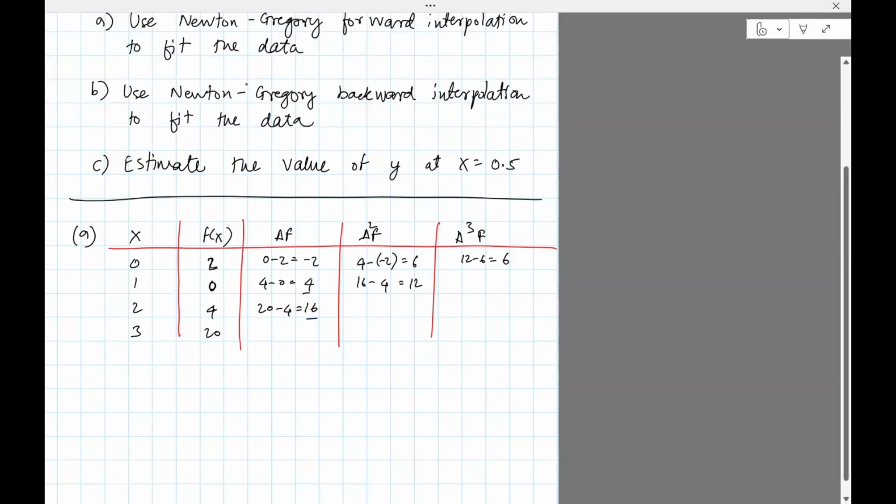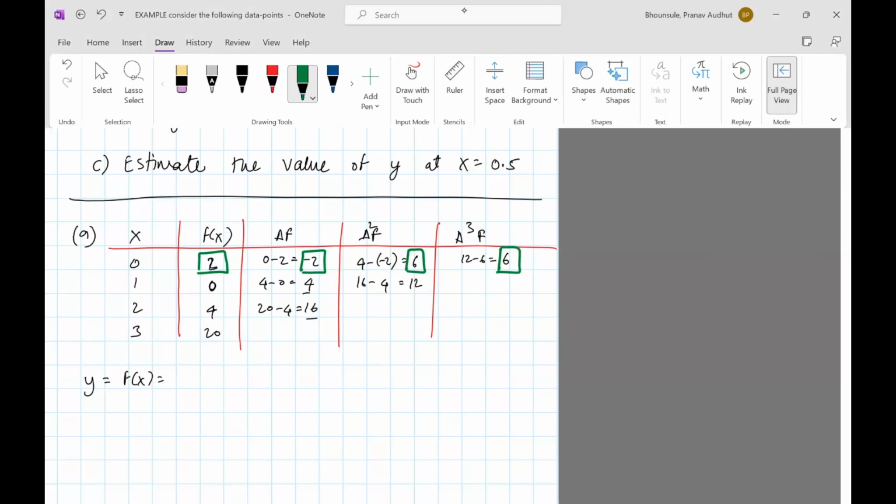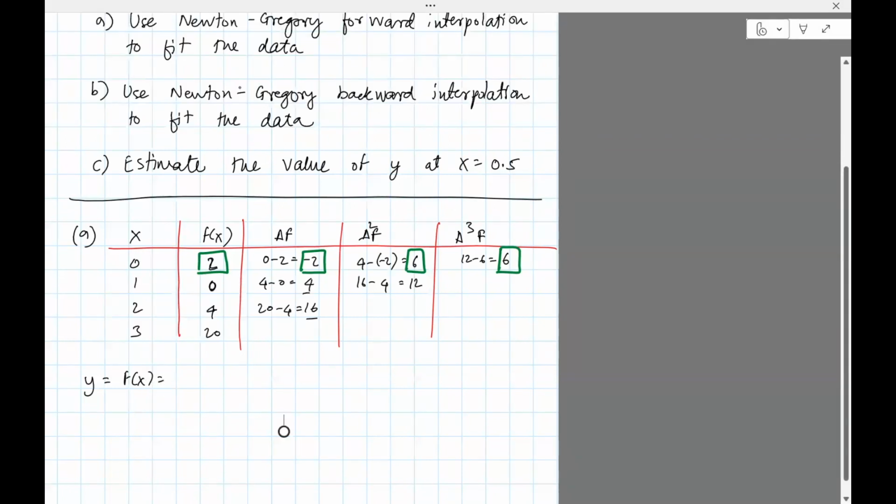Okay, now we come to the formula. y equals f of x equals, so this is how you'll proceed. Just look at the top line: this, this, this, and this. And then just keep putting it down in that formula. So it'll be 2, that's f of x0, plus delta f, minus 2, divided by delta x, which is 1. Delta x is the difference between these two: 1 minus 0, 2 minus 1, and so on. So this is delta x.